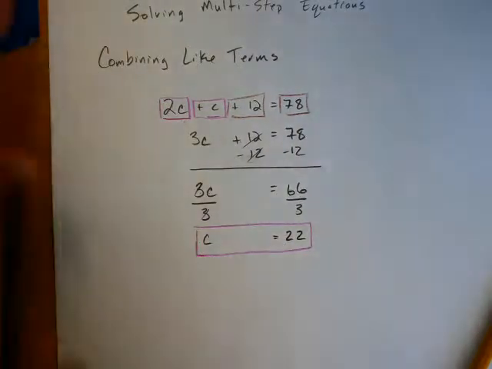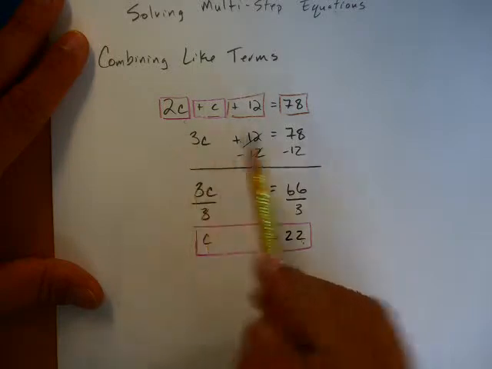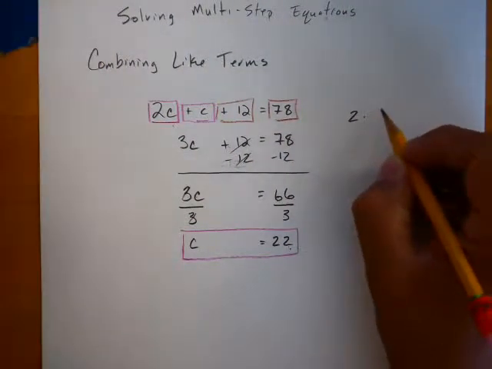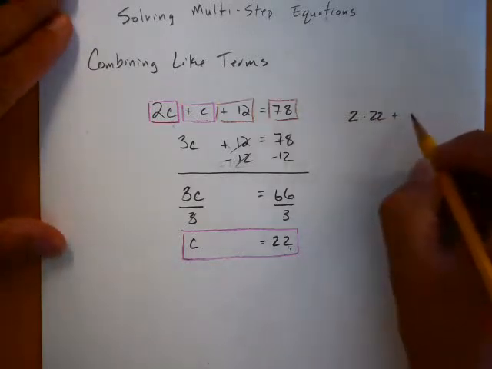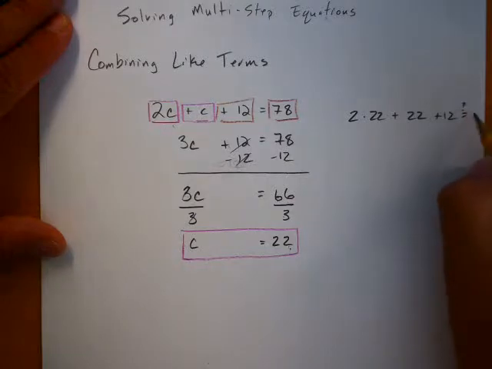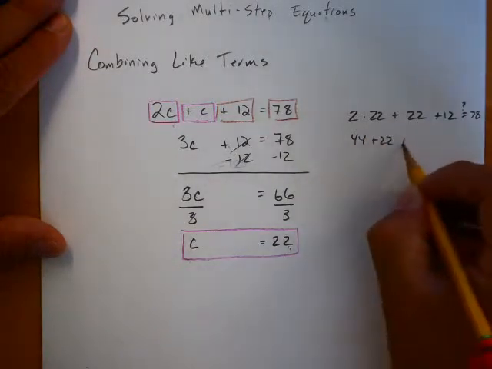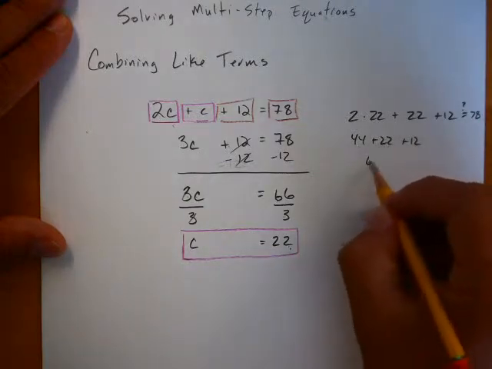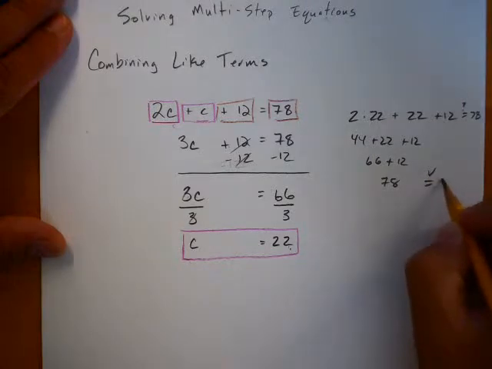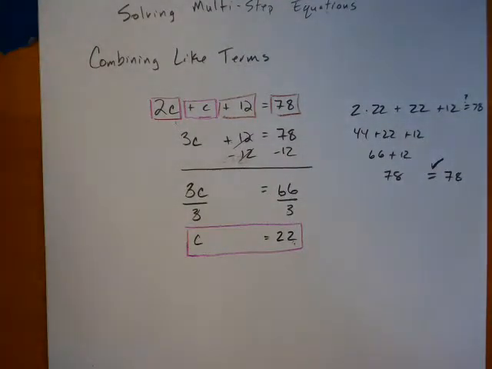Now, to check my answer, I could plug this value of c back into my original equation. It probably looked like something like this. 2 times 22 plus 22 plus 12. Does that equal 78? Well, that's 44 plus 22 plus 12. That is 66 plus 12, and that is 78. Indeed 78 equals 78. Check. Okay, so not too bad.